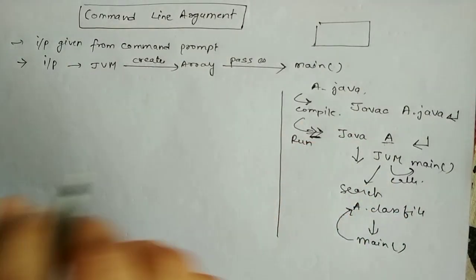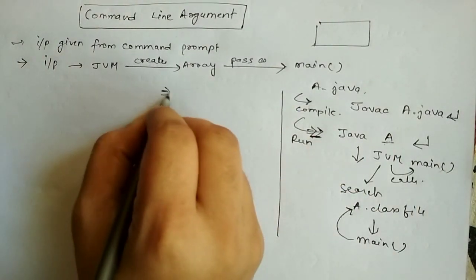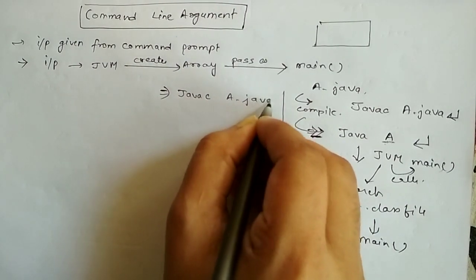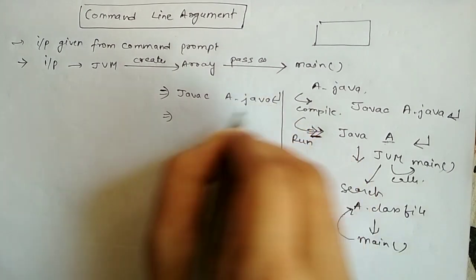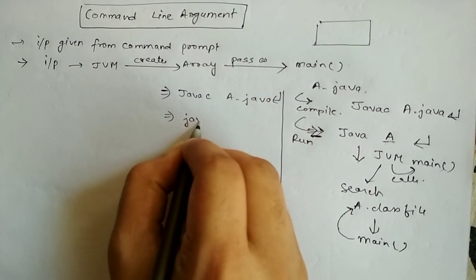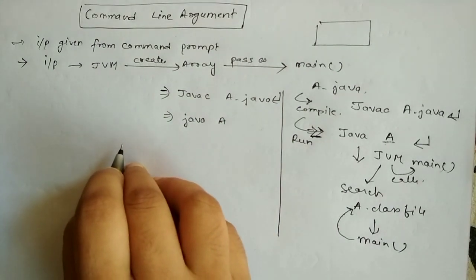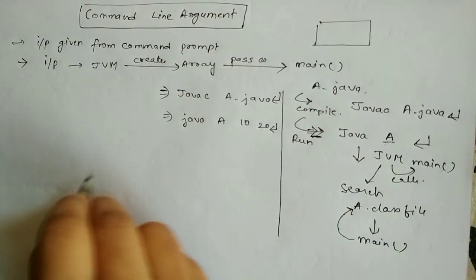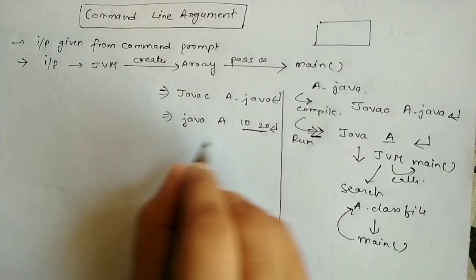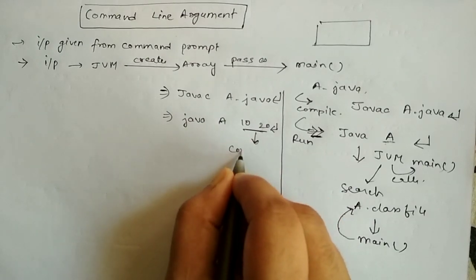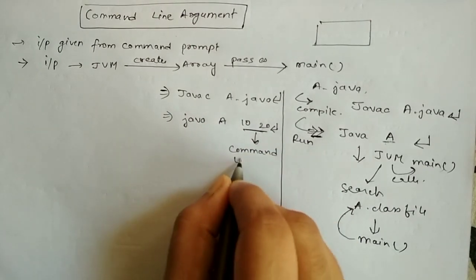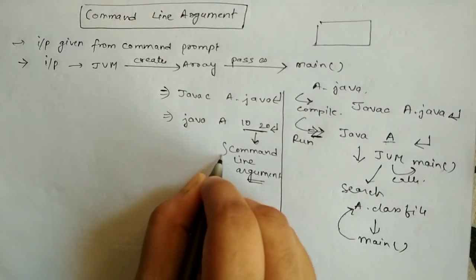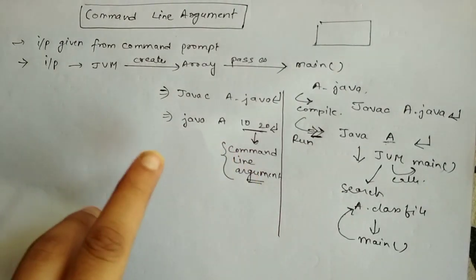So what is command line? How can we enter into command line? Suppose we compile this file with javac a.java. After successful compilation, now I want to run this file. So I will run java a. Along with a, whatever data we give, suppose we give 10 and 20 and then press enter, these data are command line arguments. These are the input which we are providing to the main method.